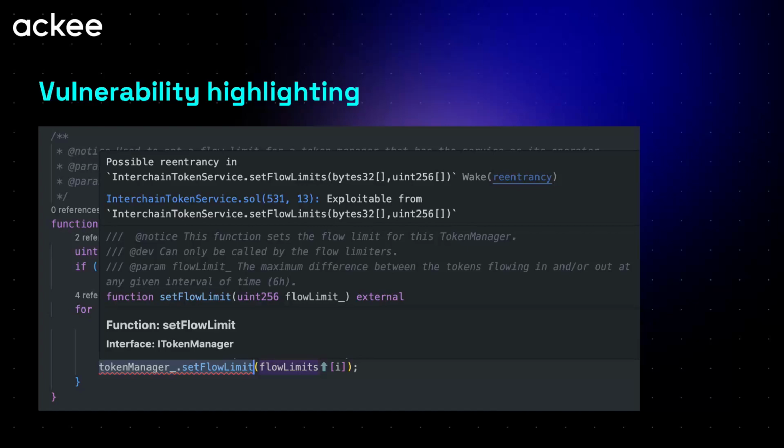And these vulnerabilities, as I said, are highlighted directly in the code. So we have underlined the part of code which can be potentially exploitable. This is an example for reentrancy. And in the detail, you can see from which contract and which function it is potentially exploitable.